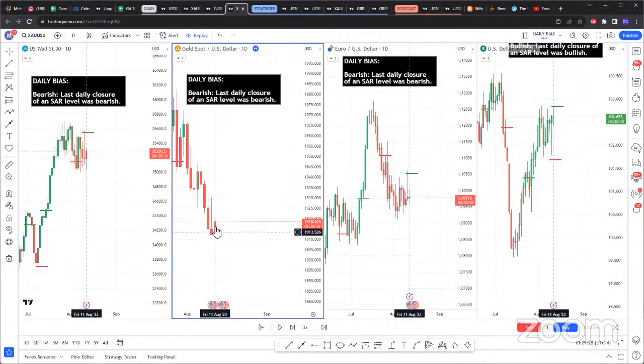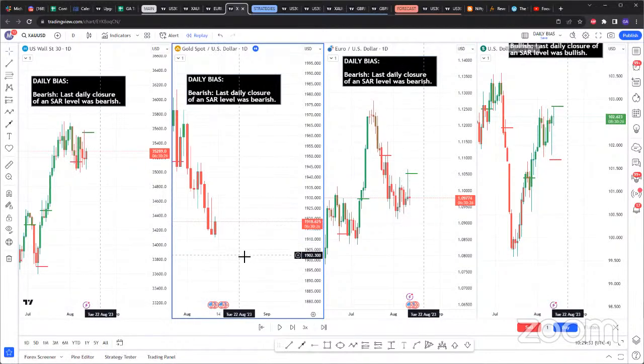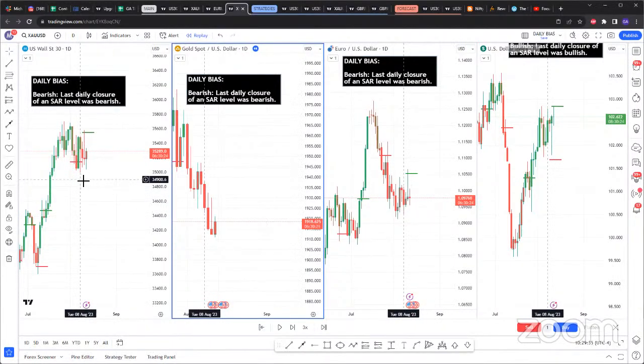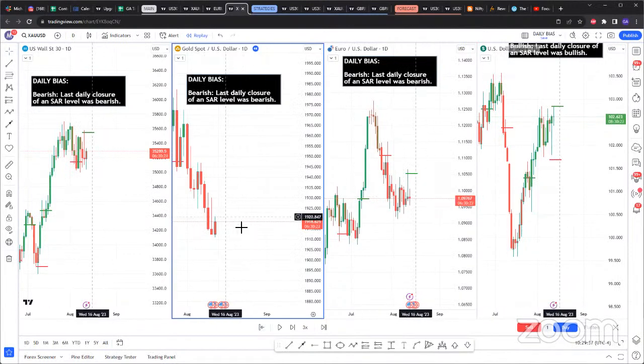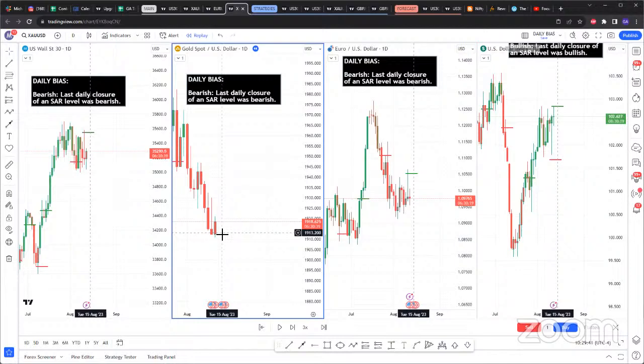So this maybe is the reversal, the start of the reversal. So let's wait for the next daily SAR on gold, same thing as US 30, same thing as on EU. Let's wait for the next daily closure above the SAR region that has already been formed or is about to be formed. And at that point, let's start taking those trades in that direction.